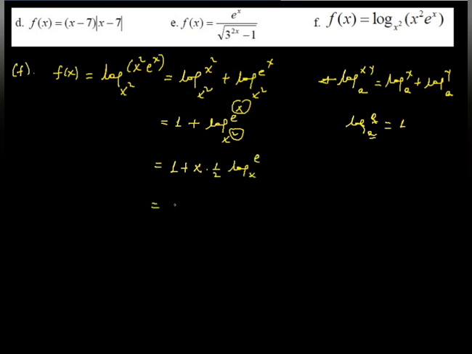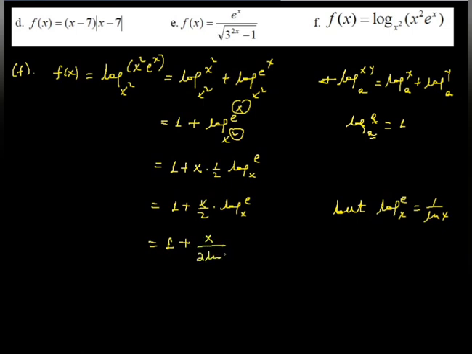So this becomes 1 plus x over 2 times logarithm of e in base x, but logarithm of e in base x is the reciprocal of ln x, 1 over ln x. So this means 1 plus x over 2 times ln x. Okay, this is function f, this is f of x.